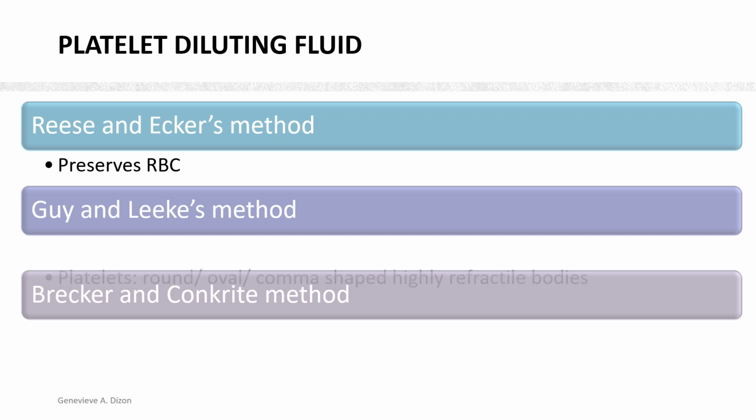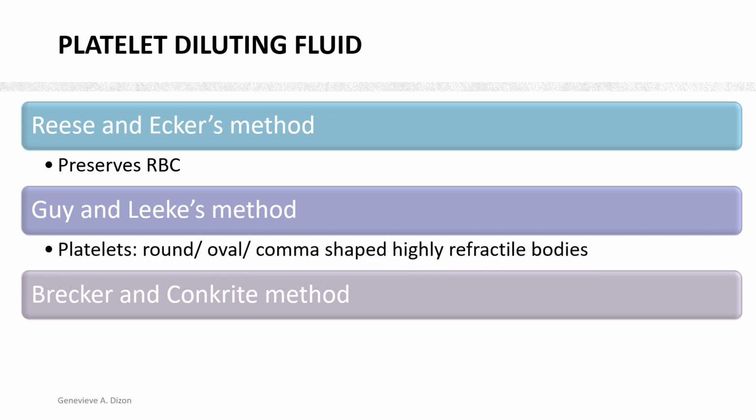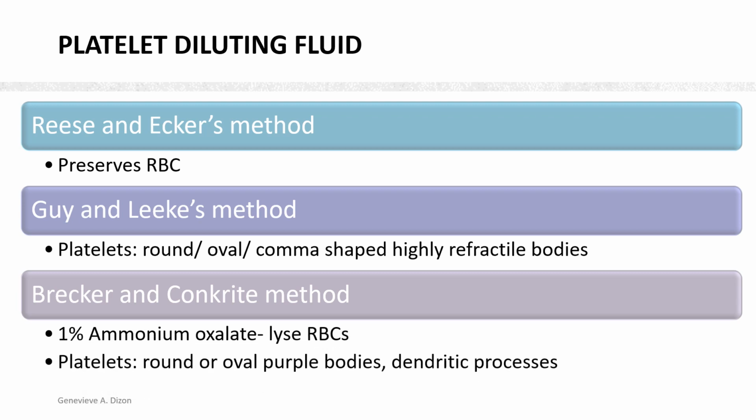In the Guy-Leake's method, platelets appear as round, oval, or comma-shaped, highly refractile bodies. To facilitate counting, the amount of light in the microscope should be adjusted so that platelets appear as highly refractile bodies. The Brecher and Cronkite method uses 1% ammonium oxalate as a diluent which lyses red blood cells, therefore preventing their interference in counting. The platelets appear as round or oval purple bodies and sometimes with dendritic processes.